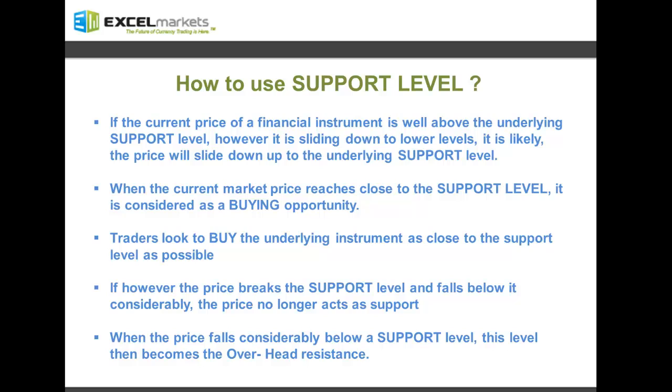Now that we understand what the support and resistance levels are, we will try to understand how to use them while trading. For a price that acts as a support level, if the current price of the financial instrument is well above that underlying support level, however, is sliding down to lower levels, it is likely that the price will slide down up to the underlying support level. When the current market price reaches close to that support level, it is considered as a buying opportunity. Traders look to buy the underlying instrument as close to the support level as possible.